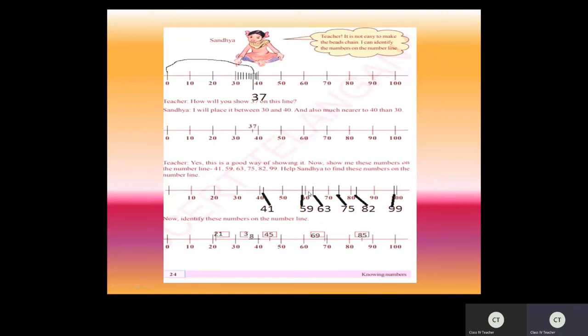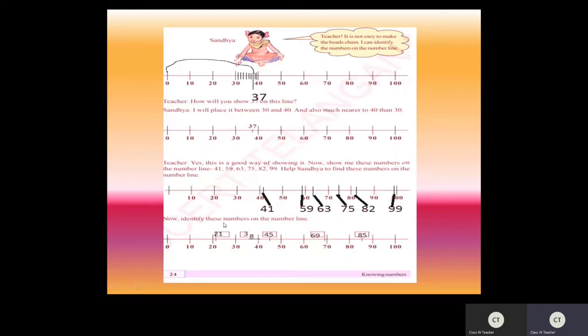Then 63 is in between 2 lines. That means 63 is nearer to 60. Then 70, 75. 75 is nearer to 70. Then next, what do you have to tag on the number line? 82. So 82 is in between 80 and 90, and the nearest number for 82 is 80. The next one is 99. So 99 lies in between 90 and 100. And what is the nearest number? 99, 100. 100 is the nearest number because it comes next.